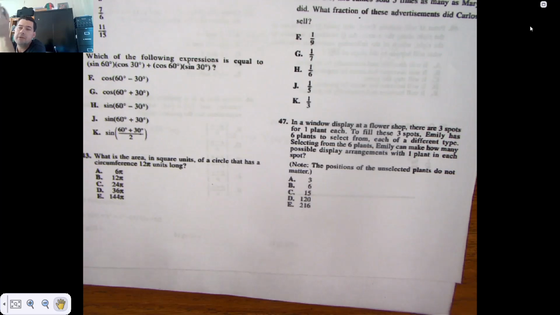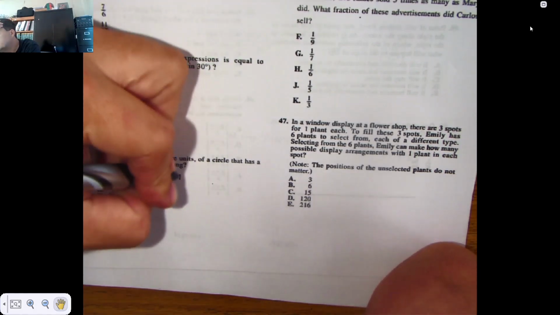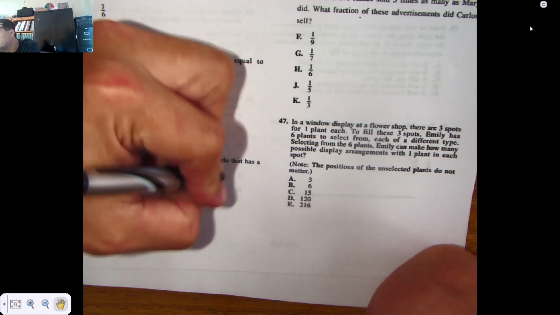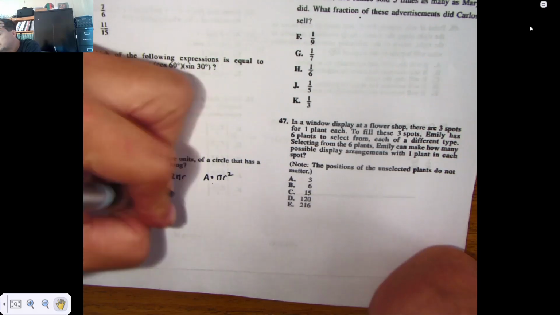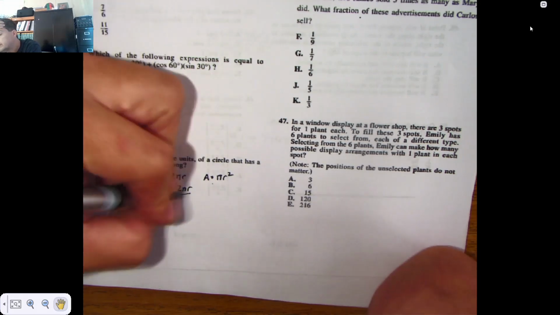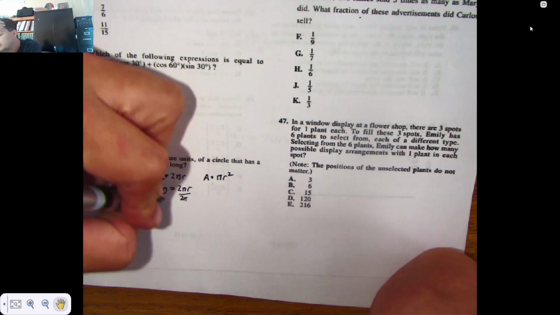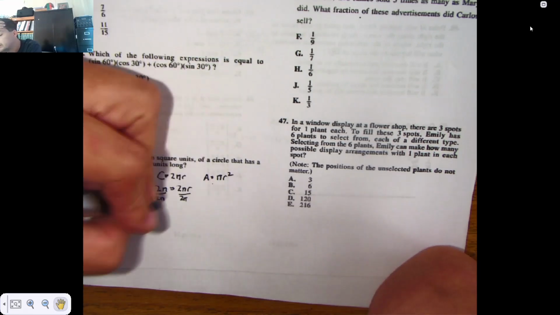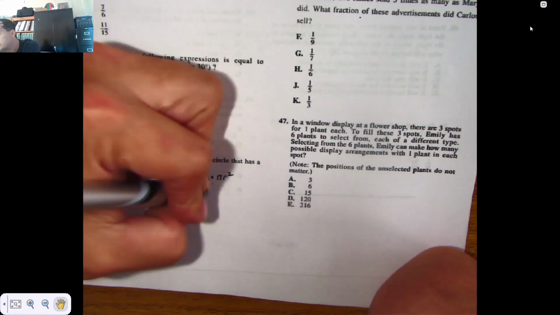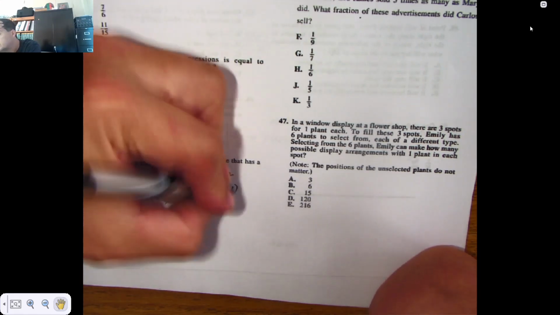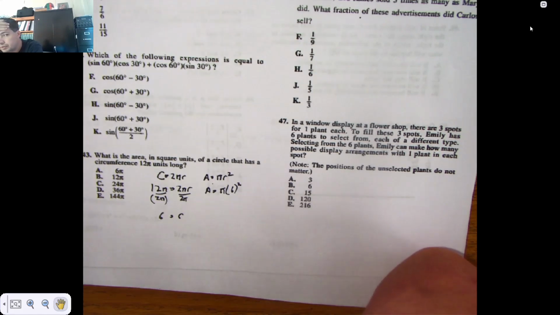43 is easy if you know two formulas, circumference and area. Circumference is 2 pi r, and area is pi r squared. It's an easy question. So the circumference is given as 12 pi. That must equal 2 pi r. Divide out your 2 pi. Try and do it by hand. If you do it in a calculator, you better wrap. And your radius is 6. Now that you know your radius, you plug it in. Unless you're that kid that thinks 6 squared is 12, which is why that is there, the answer is D.